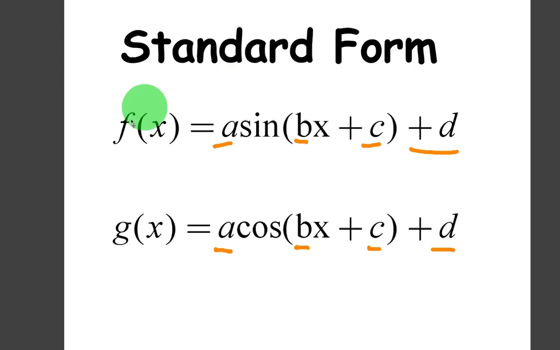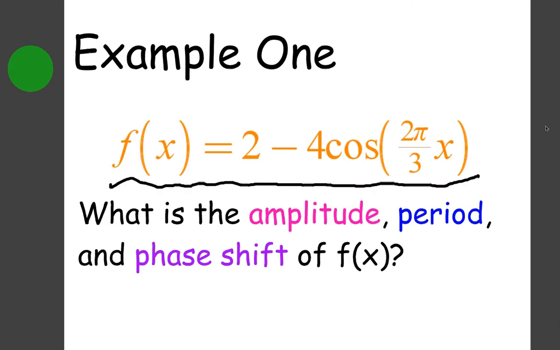Remember that for standard form of a trig function, we have a sine of bx plus c plus d, or a cosine of bx plus c plus d. Now you can have tangent and the rest of them in these forms. Just remember that only sine and cosine have amplitude. The others really don't have an amplitude. The a will stretch the graph or shrink it vertically, but that's not the same as amplitude. Anyways, we're going to be looking at sine and cosine for this lesson.